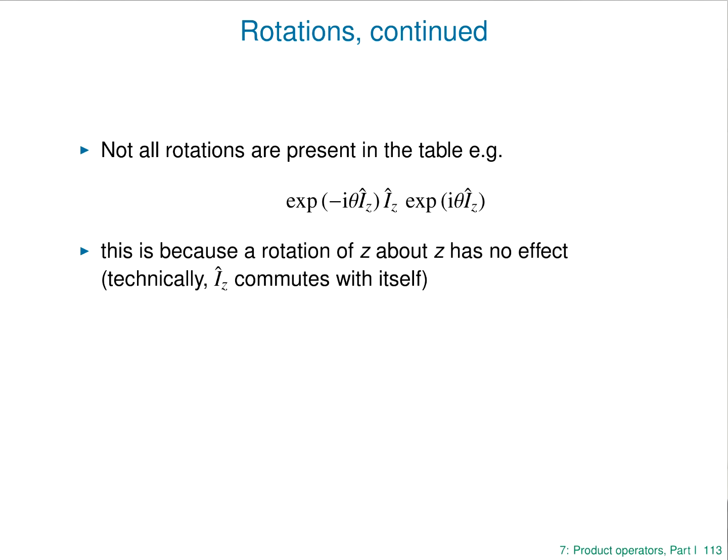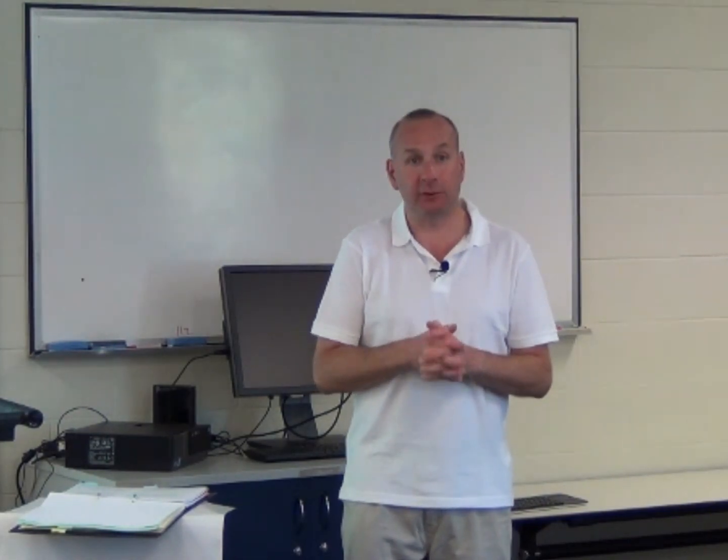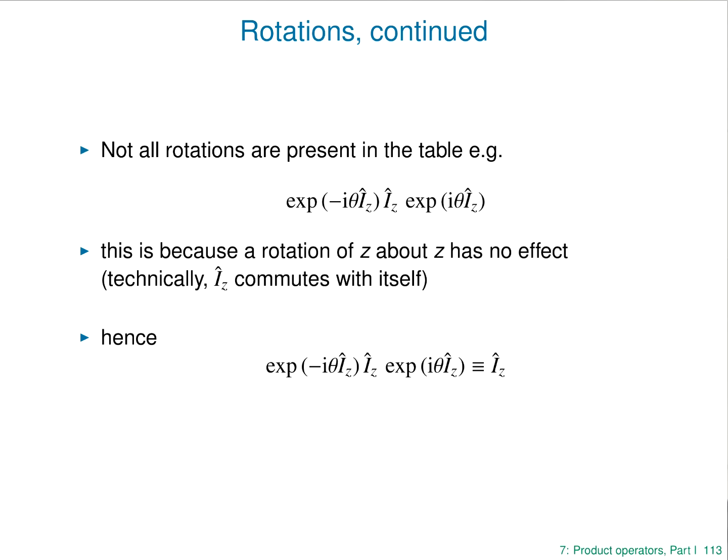And in quantum mechanics, that's because Iz commutes with itself. So likewise, a rotation of x about x and a rotation of y about y, that has no effect. And again, if you think about the vector model, that makes absolute sense. If you've got the magnetization along x, and I apply an x pulse, nothing happens to it. And that's just saying the same thing quantum mechanically. So that just gives Iz.